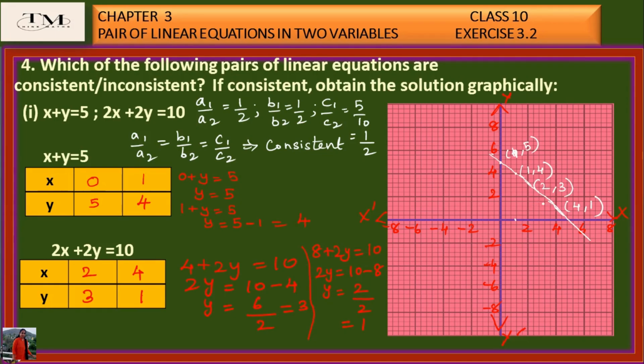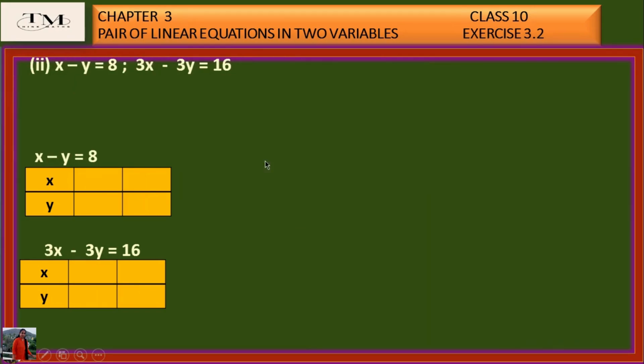That means we have an infinite number of solutions. So all points will meet. As both the lines lie one upon each other, all the points will meet. So we get an infinite number of solutions. In this condition, if all the ratios are equal, then we get an infinite number of solutions. I hope you can understand. So let me go to the next problem.